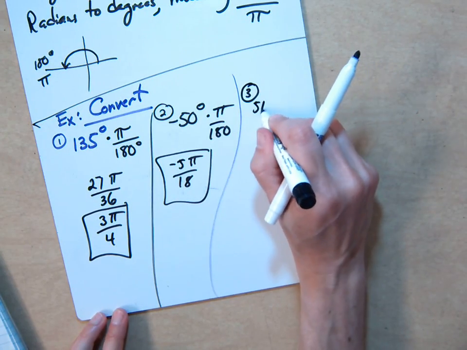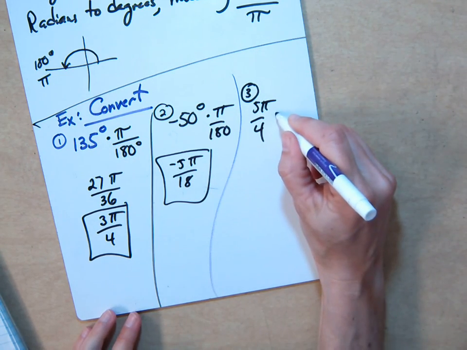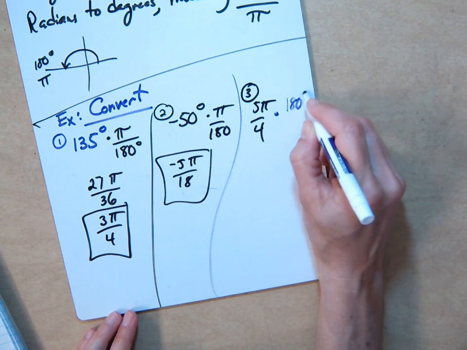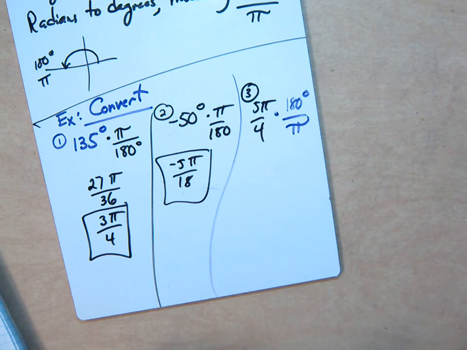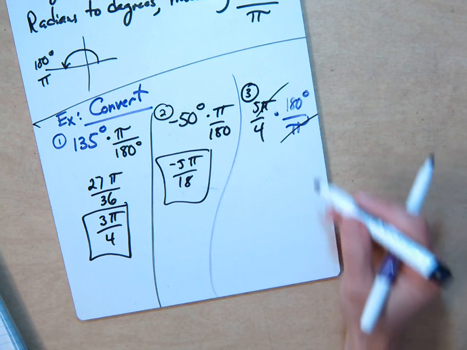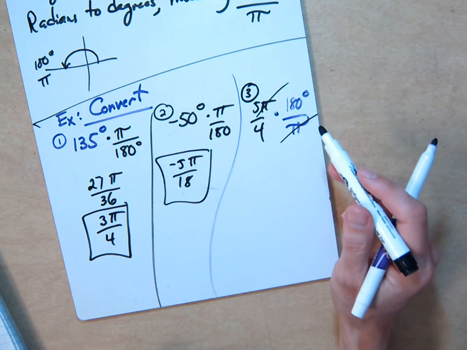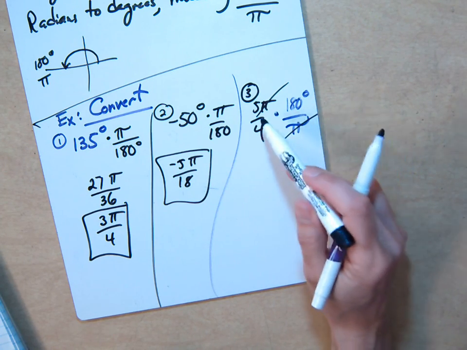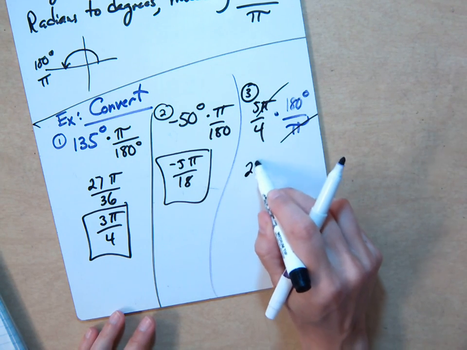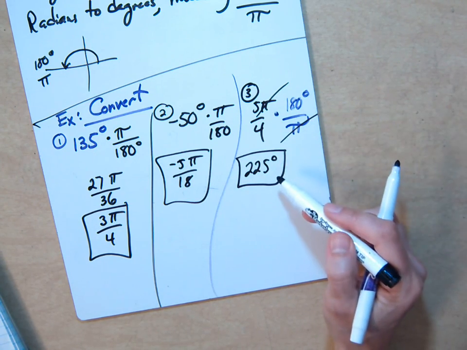Let's go the other way. 5 pi over 4 radians. What do I multiply by to get degrees? Times 180 degrees over pi. And now look, the cool thing that'll happen is your pi's will always cancel when you do that. So it's easy to see you end up in degrees. You would simplify 5 times 180 over 4, or you could do that on your calculator, and you'll get 225 degrees. So 5 pi over 4 radians is equivalent to 225 degrees.